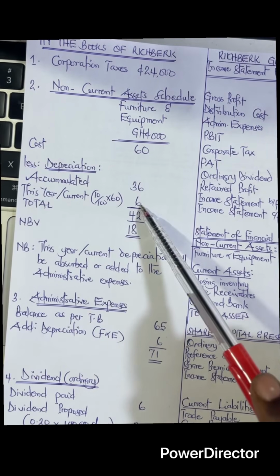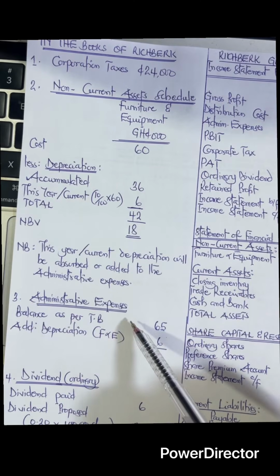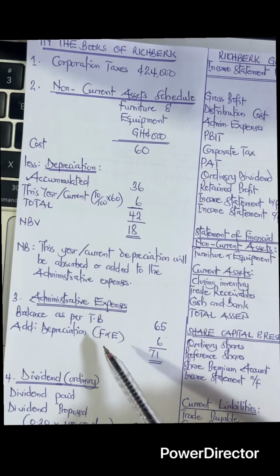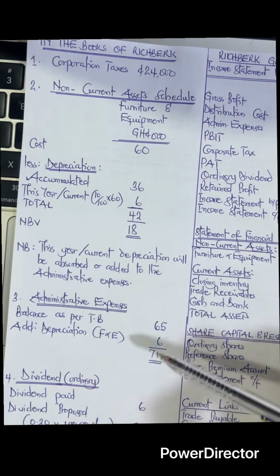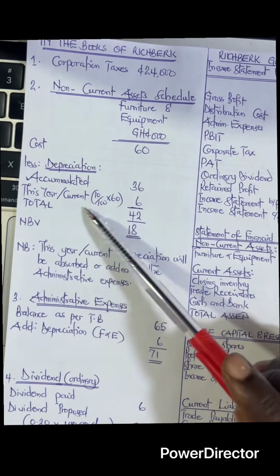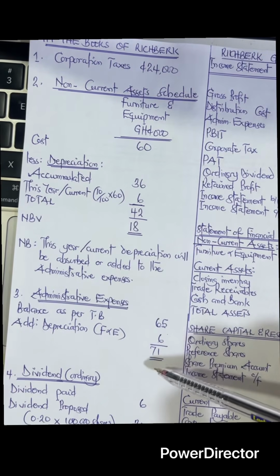That is the 6 that you computed for. So quickly come and adjust the administrative expenses. The balance as per the trial balance, or the balance given to us in the trial balance, was 65. We added this year's depreciation, which is 6, making the total administrative expenses 71.